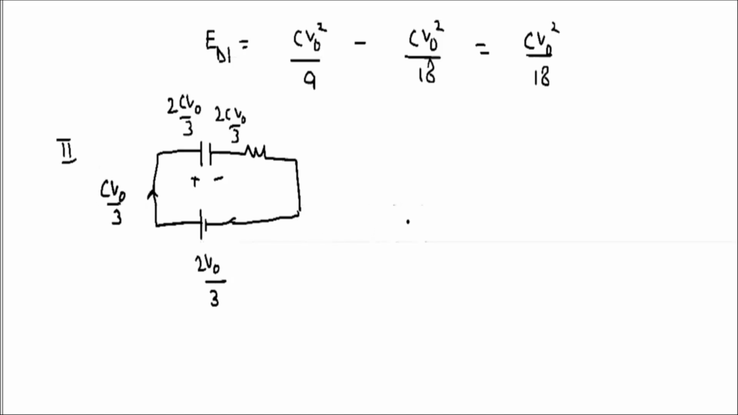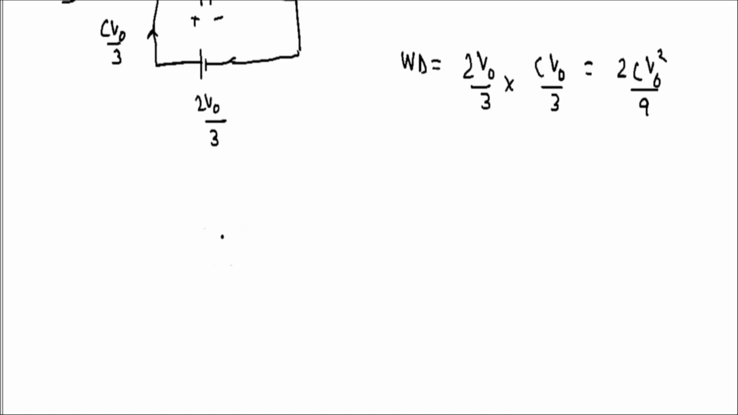Now if this is the charge, what is the work done by the battery? The work done by the battery would be the potential of the battery, V naught divided by 3, multiplied by the charge flowing through the battery, which is CV naught by 3. This value would turn out to be 2CV naught square by 9. Okay. Now here also we can find the value of our delta U.